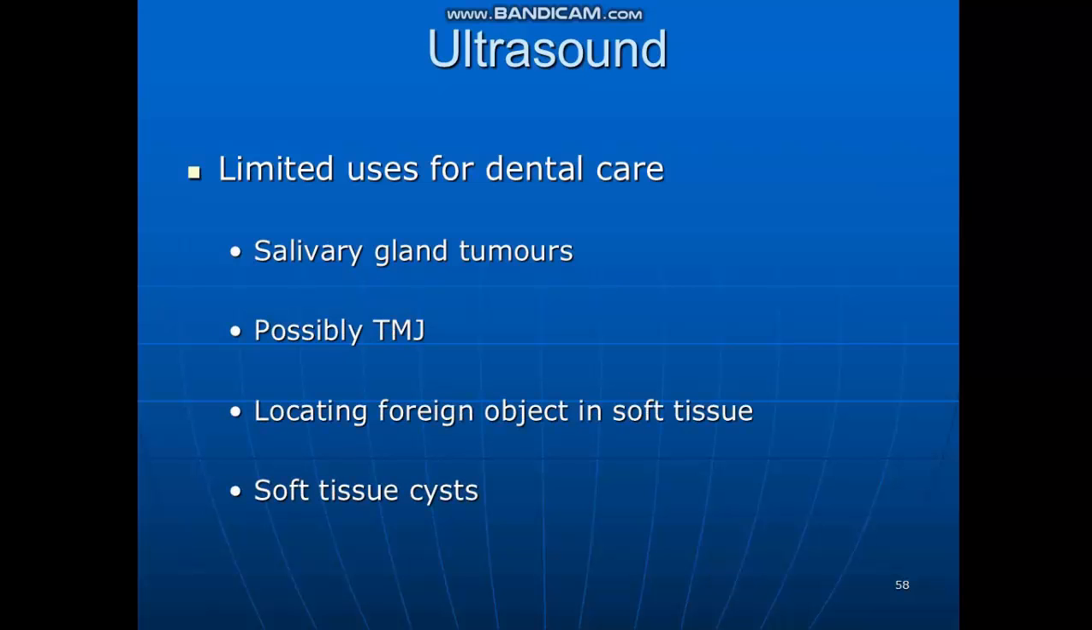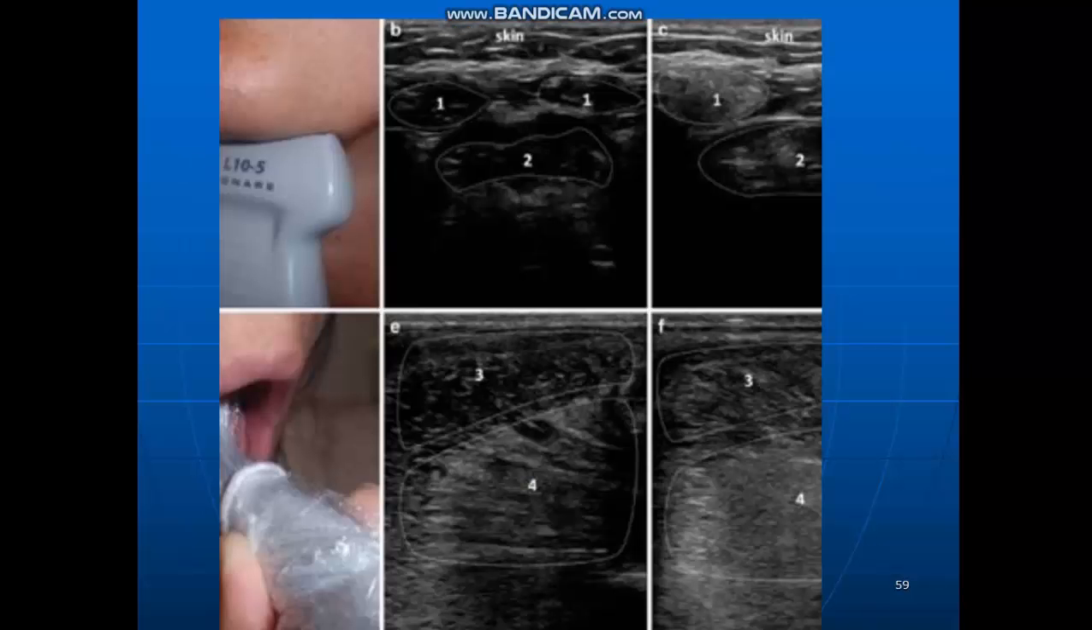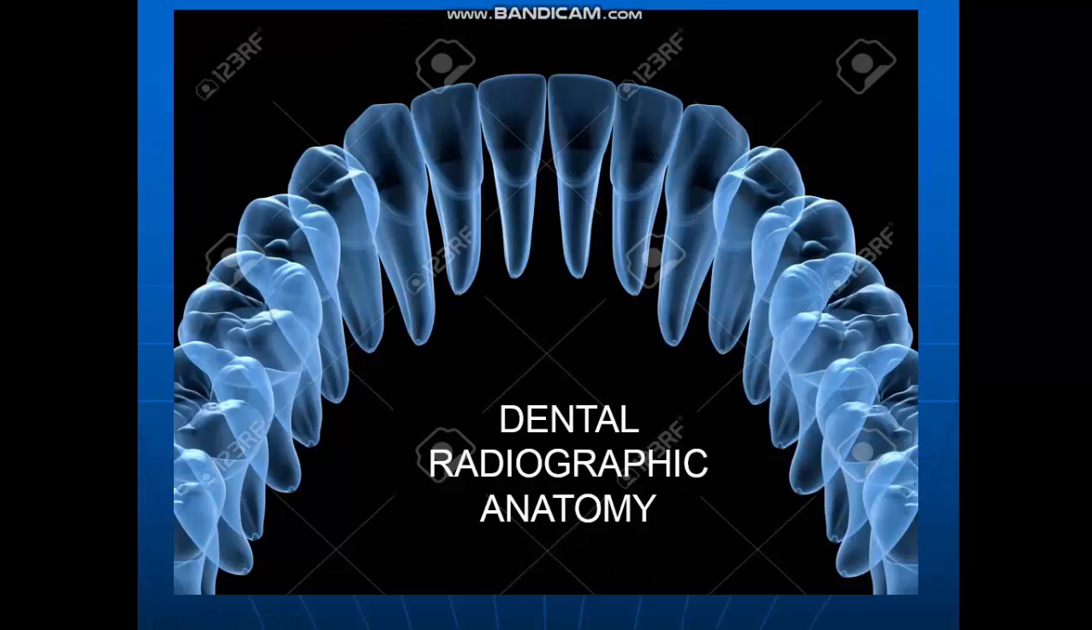Ultrasound is of limited use for dental care. Usually in the maxillofacial region we use ultrasound for salivary gland tumors, sometimes for diagnosis of the temporomandibular joint, and for diagnosis of foreign objects in soft tissue and soft tissue cysts. In this picture you can see the providing of ultrasound and different ultrasound images in B mode.